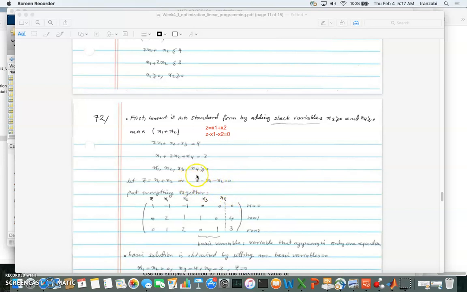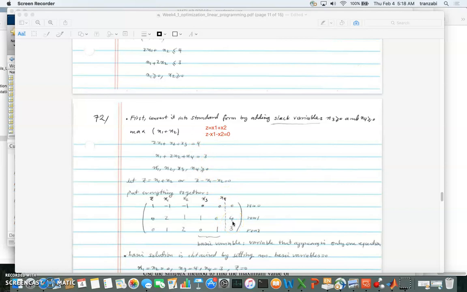I'm going to do the same thing for the other two constraints. The first one: what is the coefficient for z in here? There's no z there, so the coefficient is 0. What is the coefficient for x1? That is 2. Coefficient for x2 is 1. Coefficient for x3 is 1. There's no x4 here, so the coefficient of x4 is 0. And the right-hand side is 4.